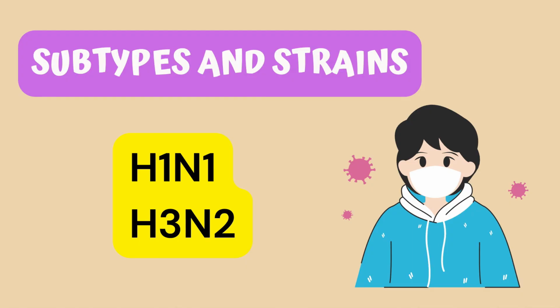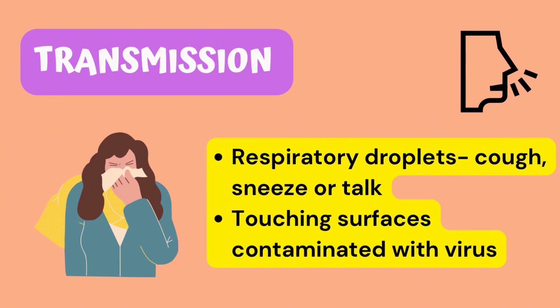Influenza A viruses are further classified into subtypes based on the combination of hemagglutinin and neuraminidase proteins. For example, H1N1 and H3N2 are common subtypes that have caused seasonal flu outbreaks in humans. Influenza virus spreads mainly through respiratory droplets when infected individuals cough, sneeze or talk. It can also spread by touching surfaces contaminated with virus and then touching the mouth, nose or eyes.